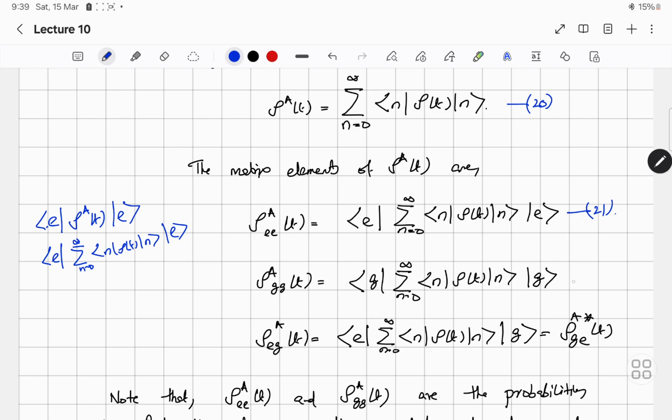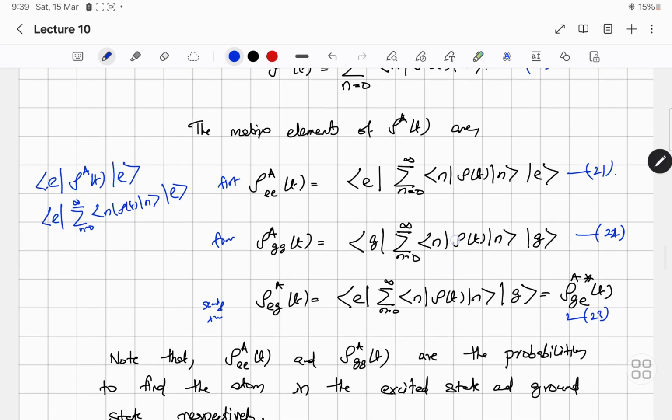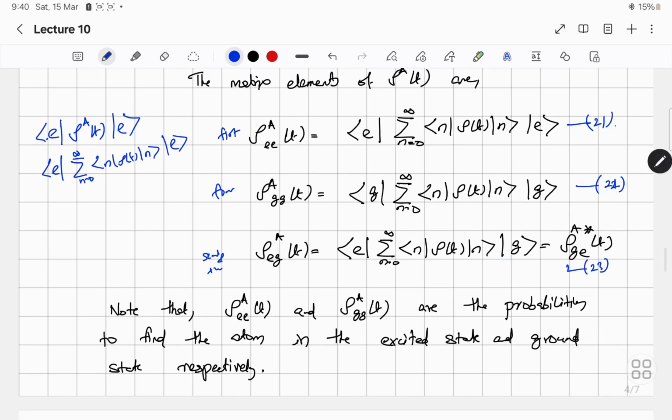And similarly, we can find the other matrix elements, the eg element and ge element. So this is the first element, and the second and third elements are here, and this is the last element. So these are the matrix elements. Let this be equation number 22 and this will be equation number 23. Okay, so if you look at the first element of the reduced density operator for the atom and the last element of the reduced density operator of the atom, they are the probability to find the atom in the excited and ground state respectively.